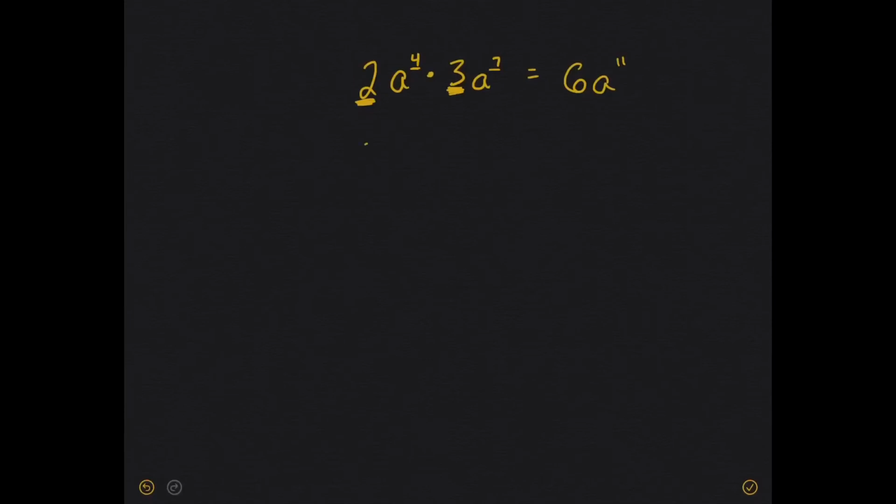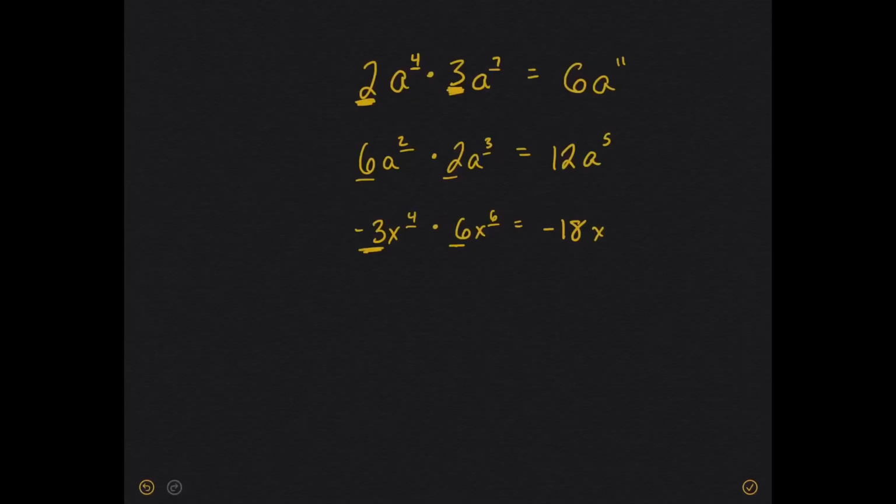Another problem could be 6a squared times 2a cubed. I multiply my coefficients. 6 times 2 is 12. And then I add the exponents. 2 plus 3 is 5. Same thing if my coefficient's negative. So say I have negative 3x to the 4th power times 6x to the 6th power. I multiply negative 3 and 6 to get negative 18, and then I add my exponents to get x to the 10th power.